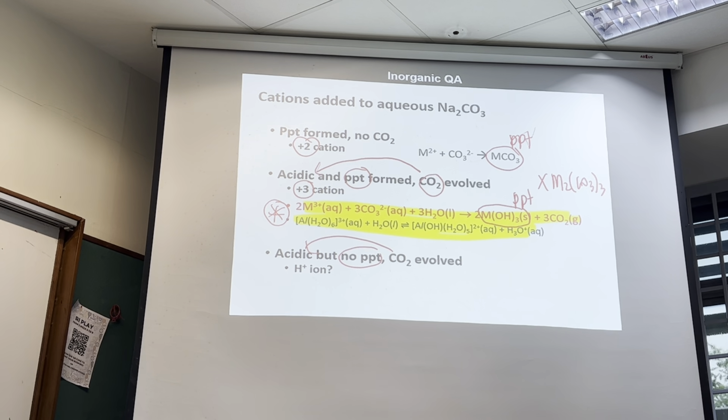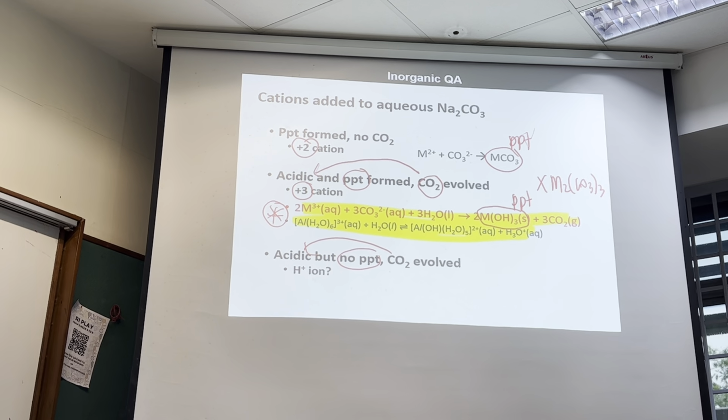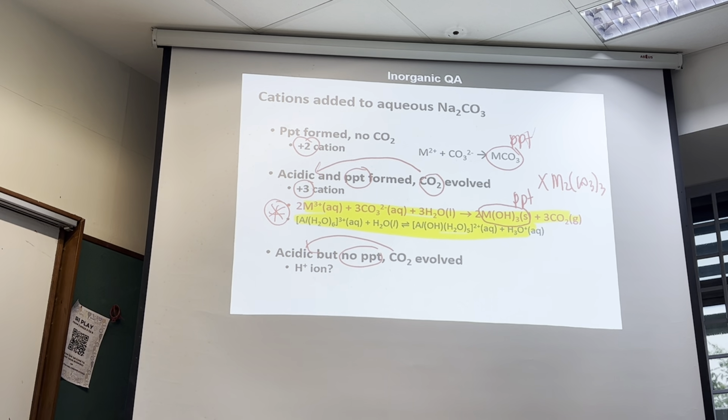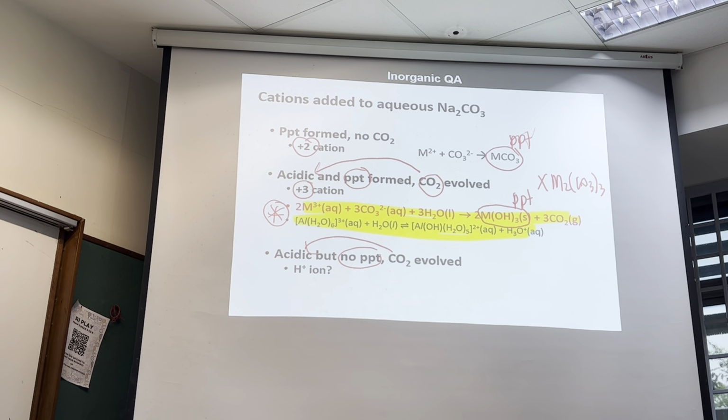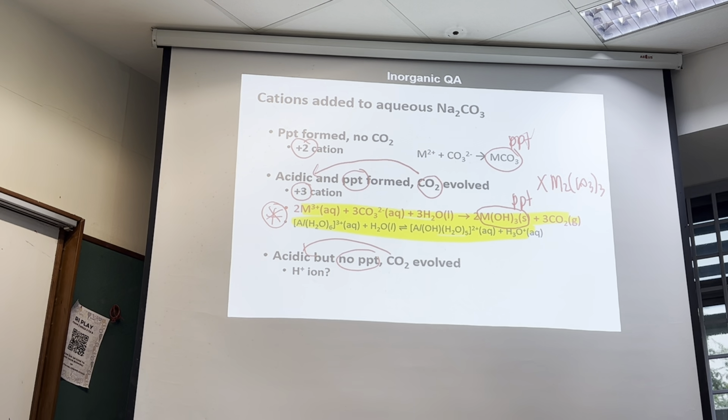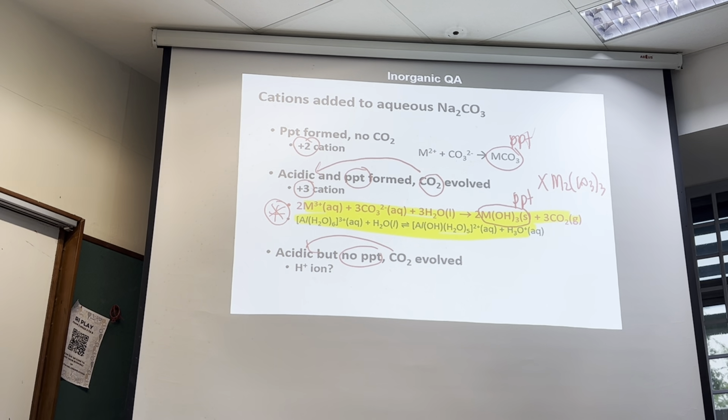Make sure you write down carbonate, cations with carbonate, and list down the 3 scenarios. Precipitate, no carbon dioxide, it must be an M2+. The precipitate is a carbonate. Then you have precipitate with carbon dioxide, suggests it's acidic, it's a +3. The precipitate is a hydroxide, then write the 2 equations there. And finally, no precipitate but carbon dioxide, acidic, so likely H+.